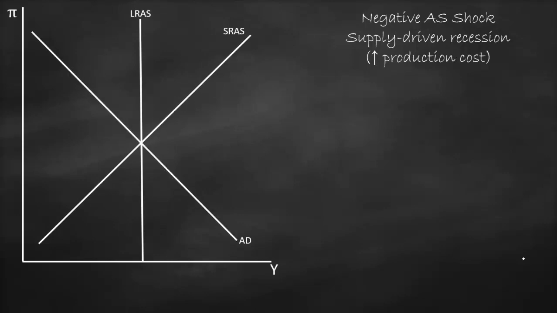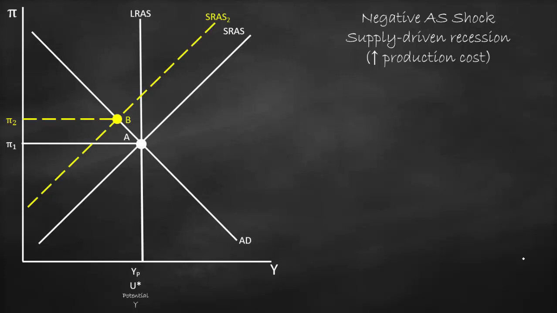All three curves intersect at the same point. That's why we have an equilibrium point at A. This will give us our potential output at our natural rate of unemployment, and this is our inflation level. So if we have a negative aggregate supply shock, I know that short-run aggregate supply will shift to the left.